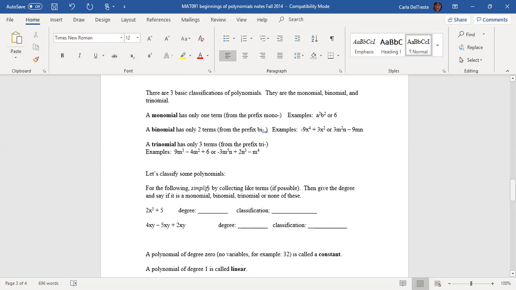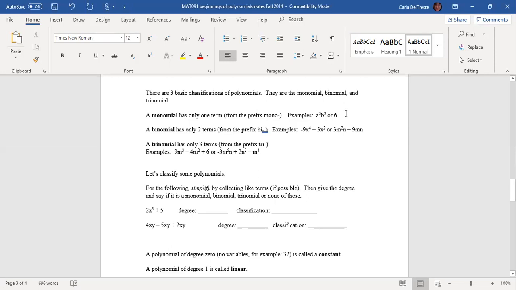There's 3 basic classifications of polynomials. We have the monomial, the binomial, and the trinomial. Look at the prefixes of these words. Monomial has a prefix mono, which means one, just connect it to the English language. So we're talking about things with one term, anything that's only one chunk. So these are 2 examples, okay? a squared b squared. It's all connected as one. It's one chunk. Plain old 6, that's one thing, okay?